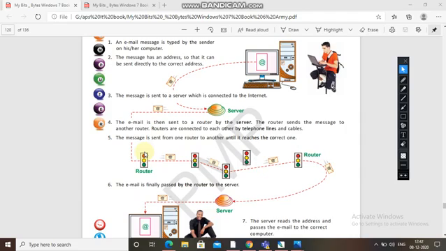So these are connected with telephone lines and cables, so that signals pass through the wires and the message is sent from one router to another router till it reaches the correct one. When it reaches the correct router, it finally sees the address and sends it to the server, and the server reads the address and passes the email to the correct computer.